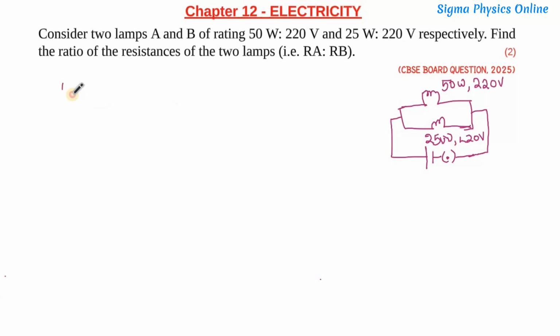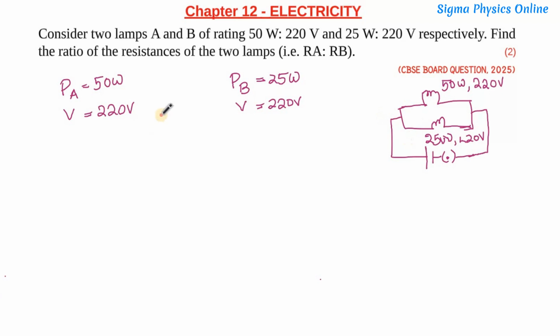So for the first bulb, the power of the first bulb is given as 50 watt and it's operating at 220 volt. Similarly, the power rating of bulb B is given as 25 watt and it is also operating at 220 volt. So now we have to find out the resistances of these two bulbs and then we'll find out the ratio of their resistances.